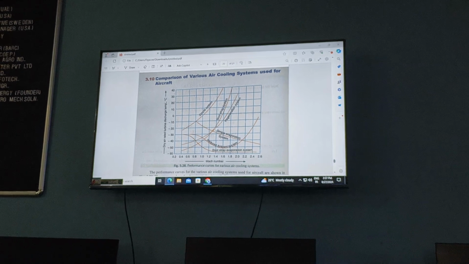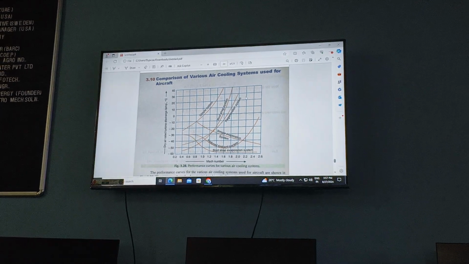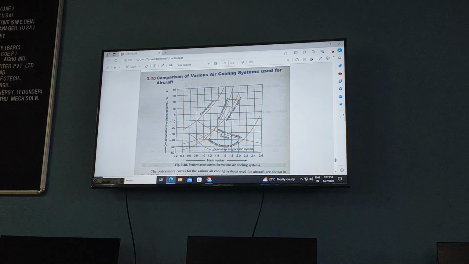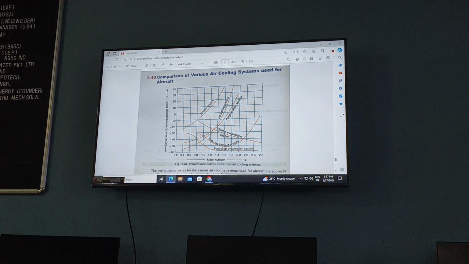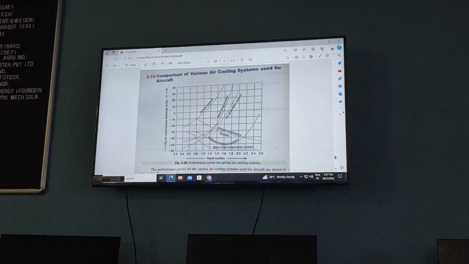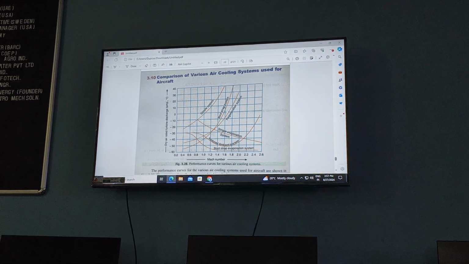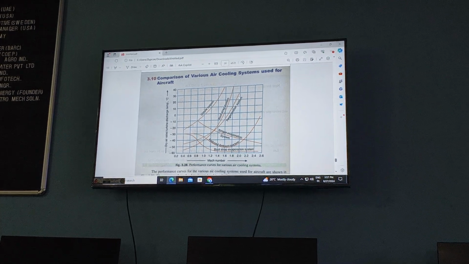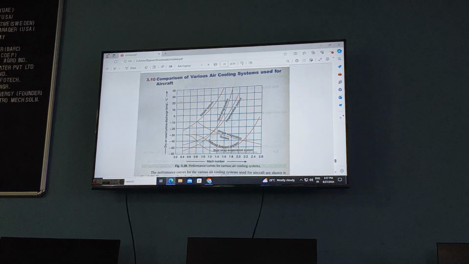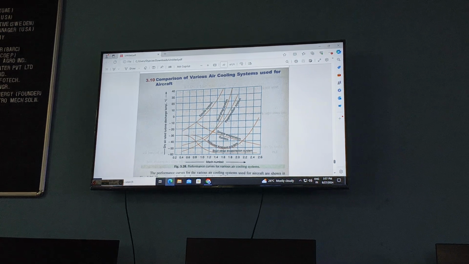Now next, look at the regenerative graph and the bootstrap system graph, right? These are suitable for moderate speed aeroplanes, right? Afterwards also their temperature goes on increasing. And the fourth is the reduced ambient system.